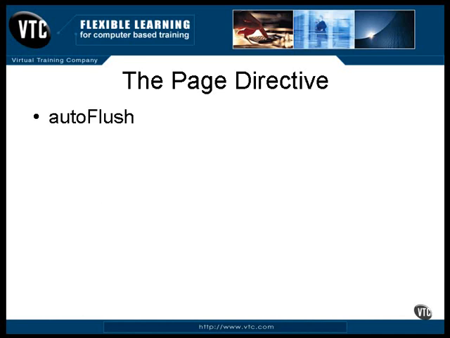The auto flush setting is sort of an odd one. It's a Boolean setting, and its default is true. I don't know exactly why or when you would want to set it otherwise. This determines whether the buffered output should be flushed automatically when the buffer is full from writing to out. If it's set to true, the buffer will be flushed to the output. If it's set to false, an exception will be thrown when the buffer overflows.